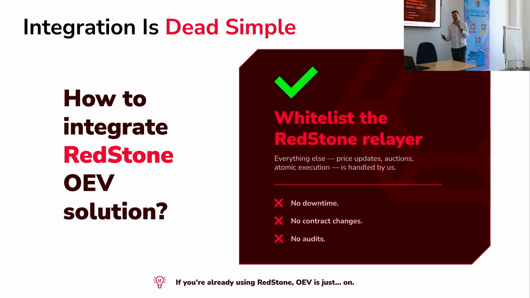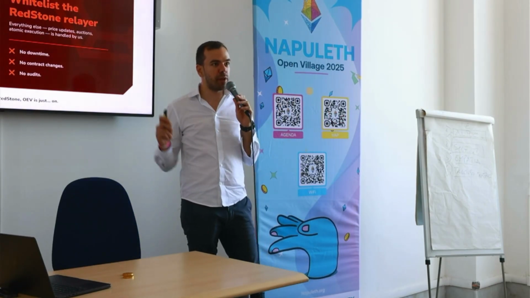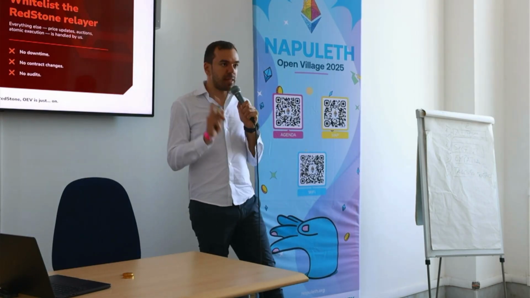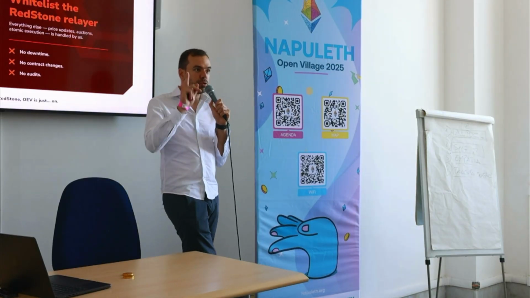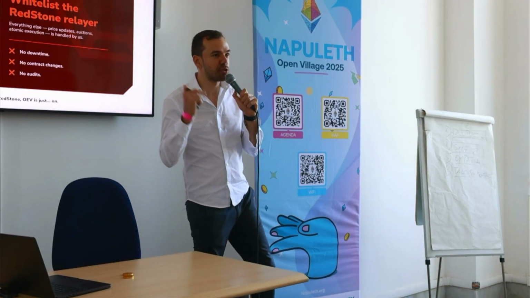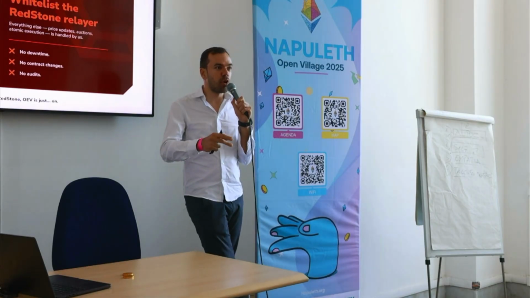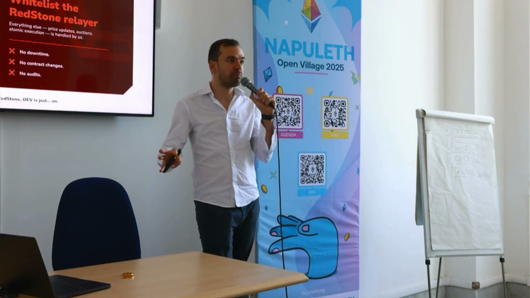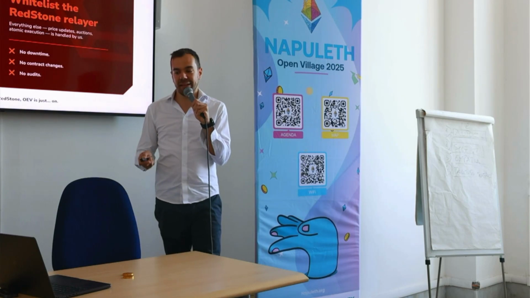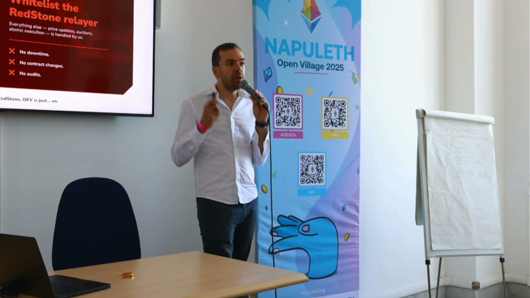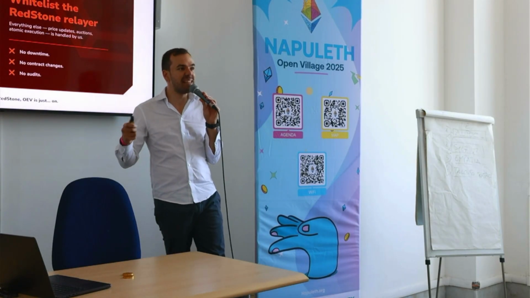Integration for all of this is that simple. I'm going to tell you in the next few minutes how to integrate RedStone OEV into a protocol. So, step one, you whitelist the RedStone relayer as a protocol, and that's all. No step two. No code changes, no changes to the markets, no changes to the contract. If you're using RedStone feeds on your market, you just get OEV automatically. This is huge because it's a big differentiator for us in the market. We want to make sure that the life of the protocol is as easy as possible.